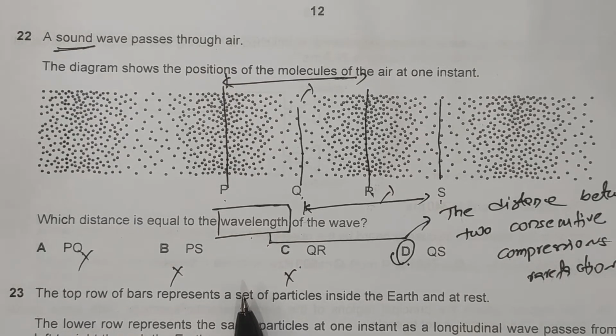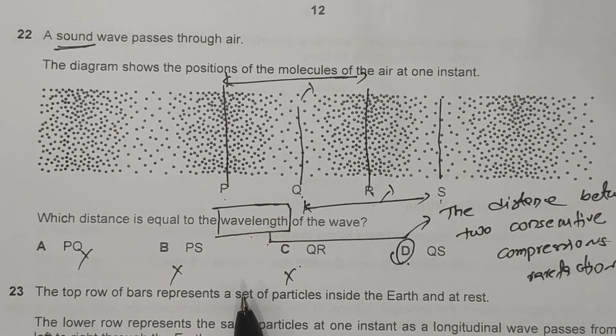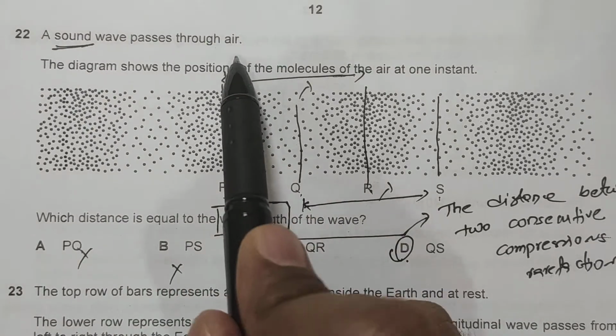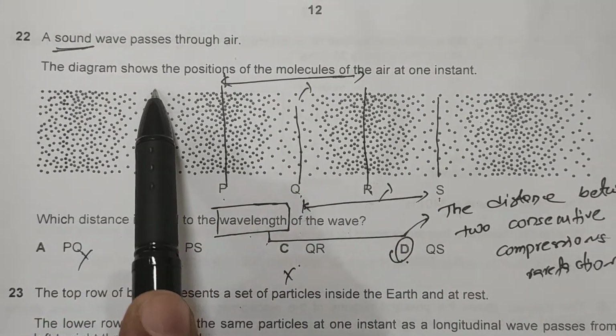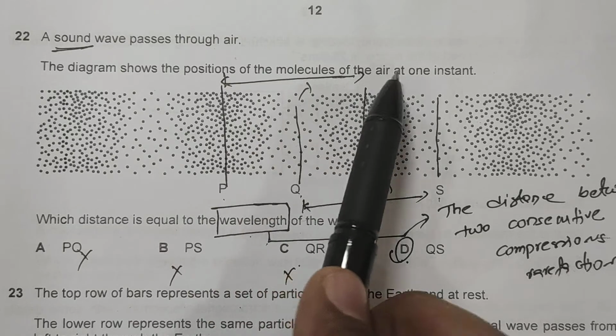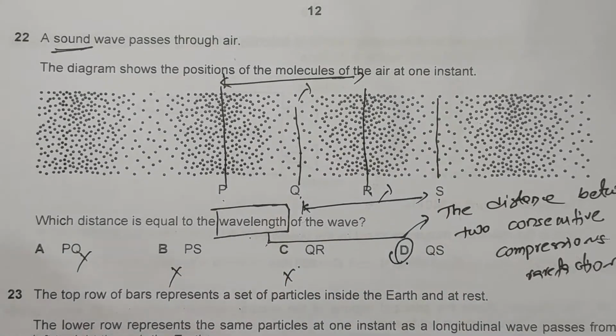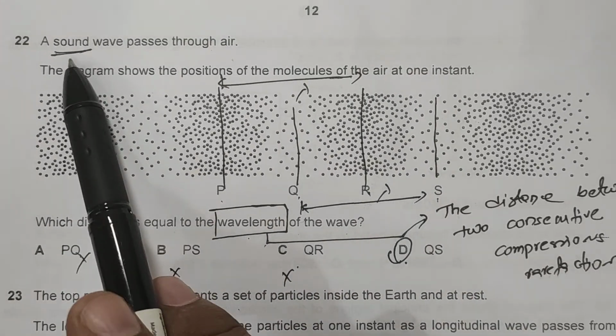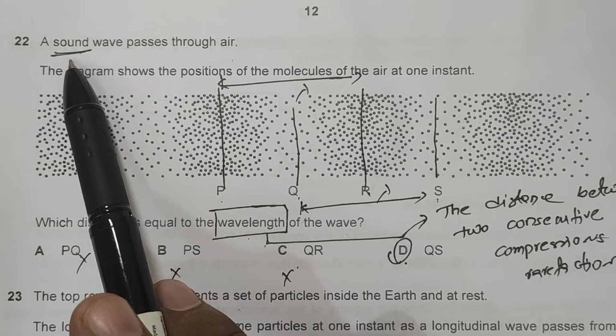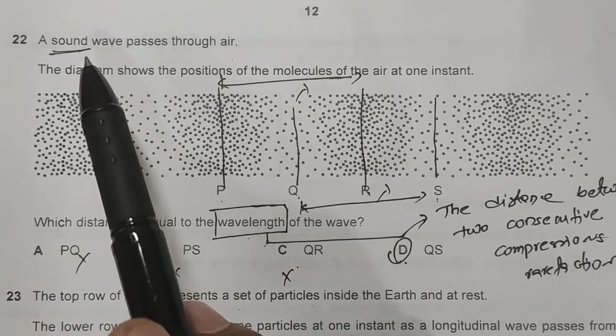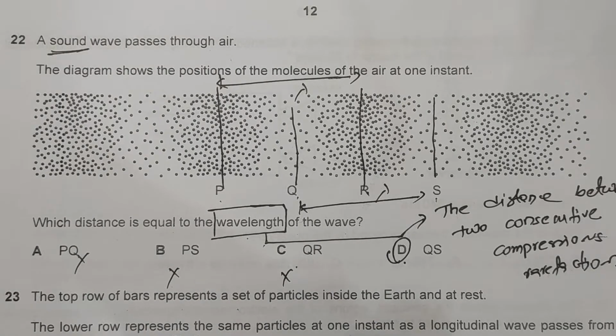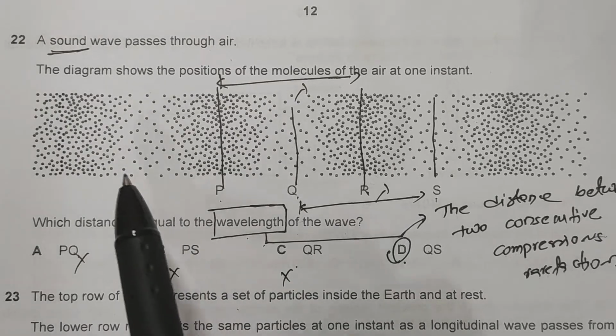So let's see the 22nd question. A sound wave passes through air. The diagram shows the positions of the molecules of the air at one instant. So you can see the sound wave is a longitudinal wave where compressions and rarefactions happen, where the particles are accumulated at one place, that's called compression, and where the particles are far from each other is called rarefaction.